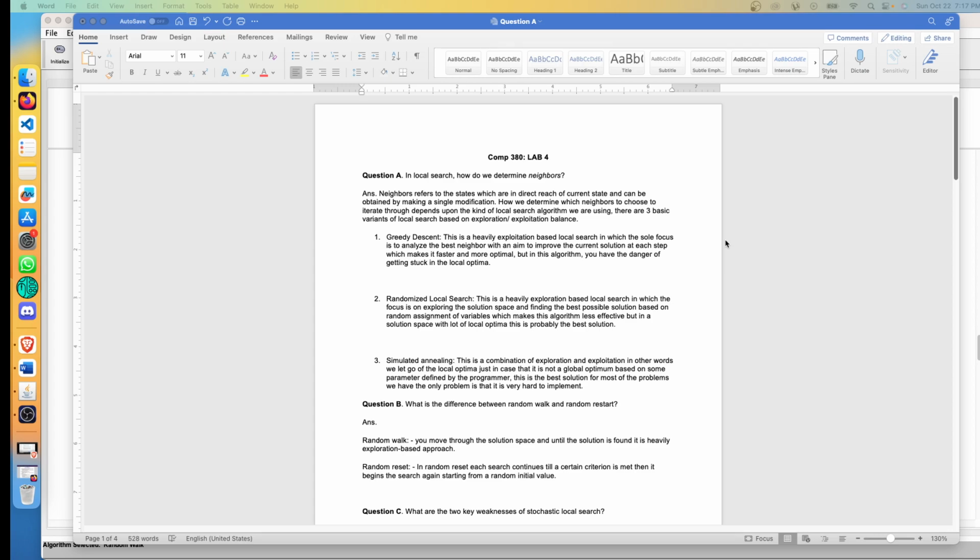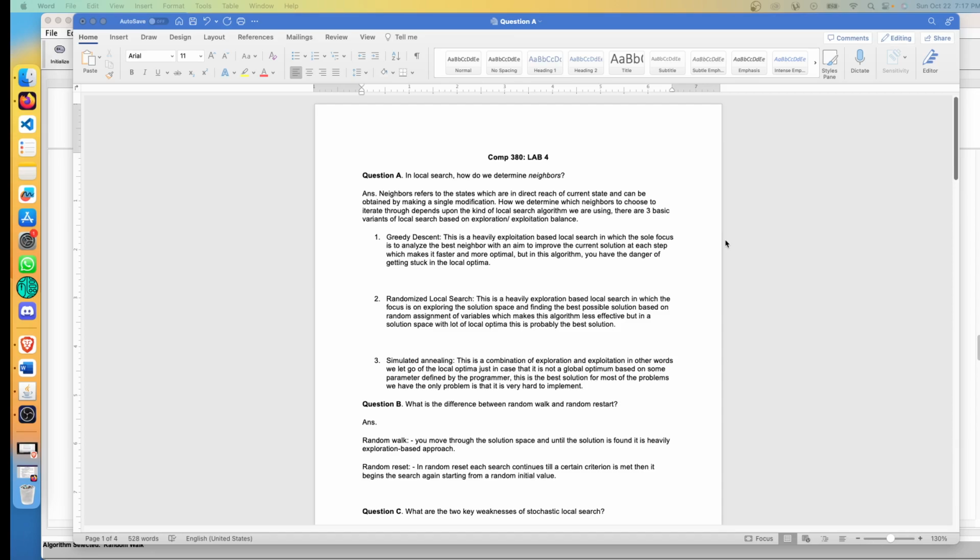go to that neighbor, which makes this algorithm a little bit faster, but it does have the danger of getting stuck in local optima. The second one is randomized local search. This is a heavily exploration based algorithm in which we randomly allocate neighbors so that we can cover the whole solution state.